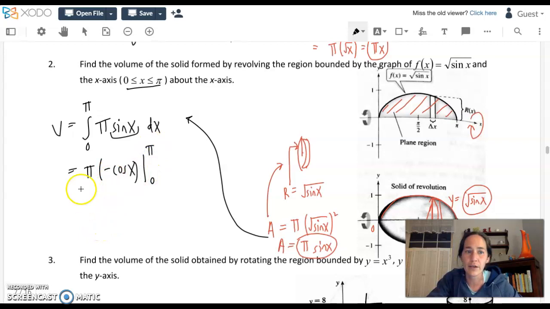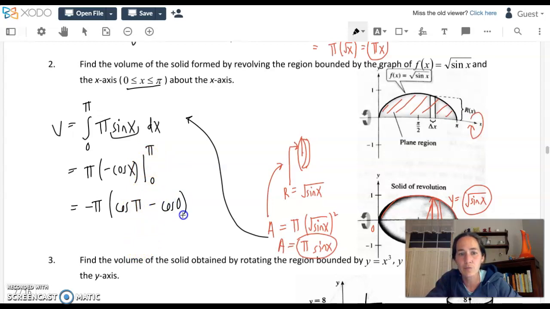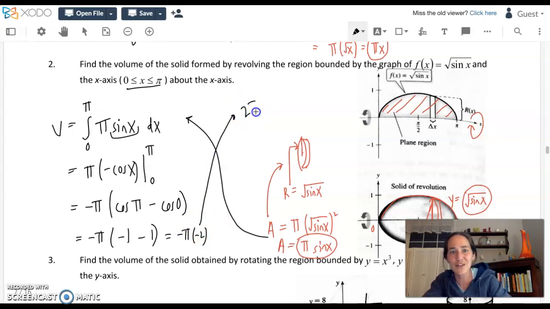Next step is the plug-in. I'm going to pull the negative to the outside, and I'll just say negative pi times the cosine of the top number, so the cosine of the high limit of integration, pi, minus the cosine of 0 is one way you could show your work. So negative pi times the cosine of pi, which you can find either on a unit circle or a calculator as negative 1, minus the cosine of 0, which is 1. So this is negative pi times negative 2. So no matter how you show your work, again running out of space here, you get 2 pi units cubed.